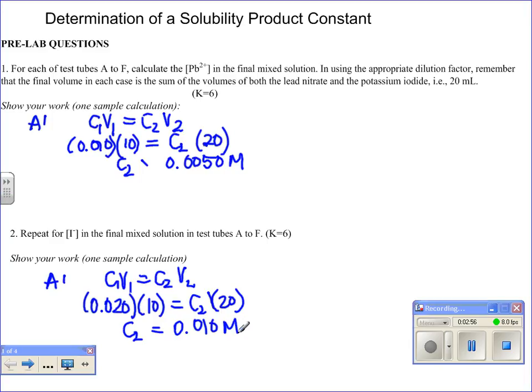So in B, you took 8 milliliters of the stock. Again, you're diluting it to 20 milliliters. In C, you took 6 milliliters, D, 4, 3, and then 2.